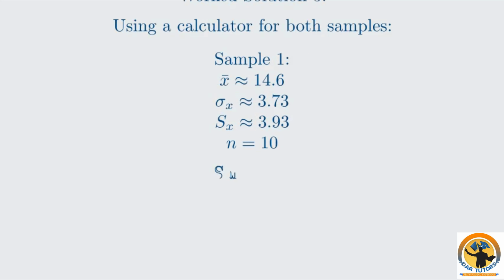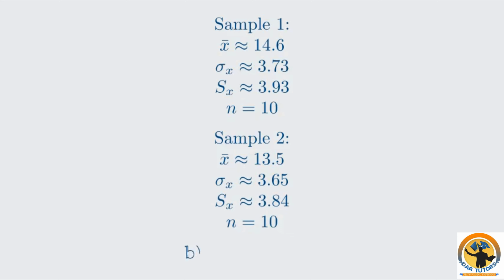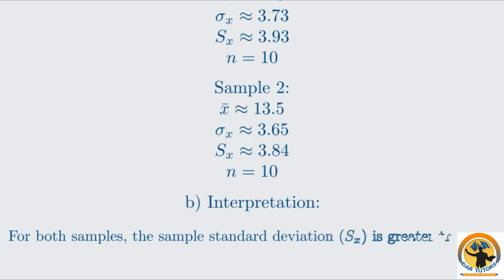For sample 2, the mean is 13.5 minutes. The population standard deviation, σx, is approximately 3.65 minutes. The sample standard deviation, sx, is approximately 3.84 minutes. So for both samples, the sample standard deviation, sx, is larger than the population standard deviation, σx.